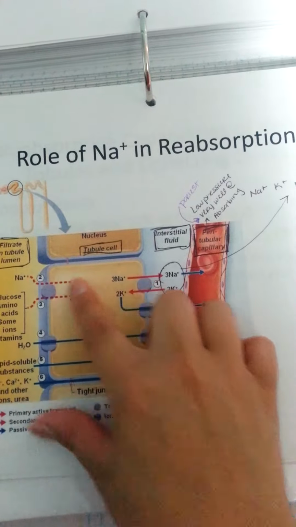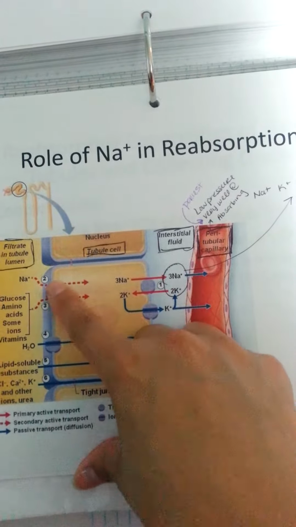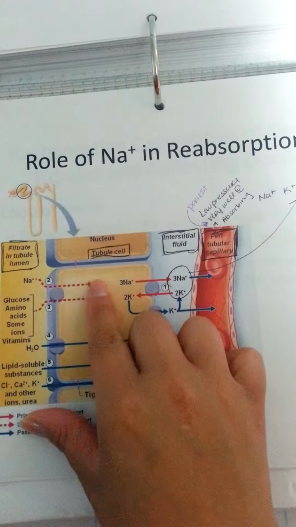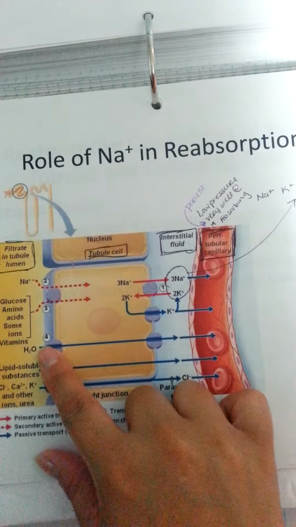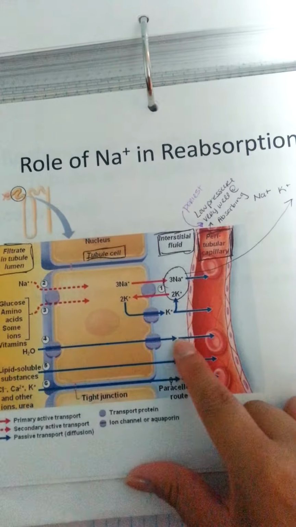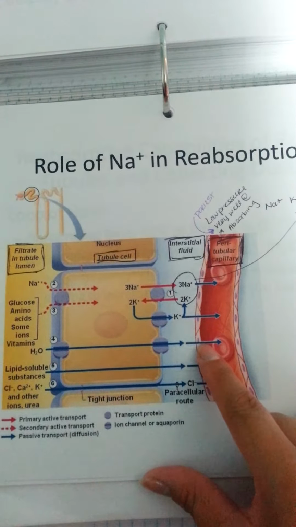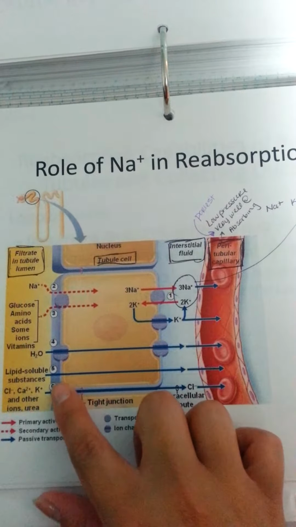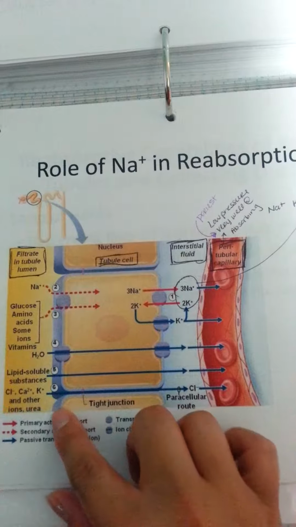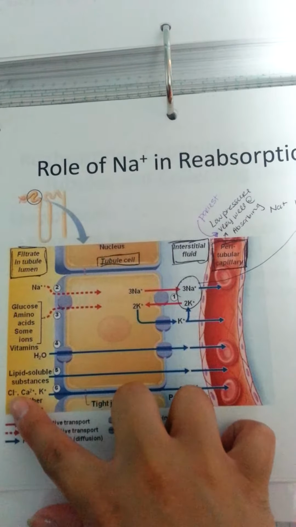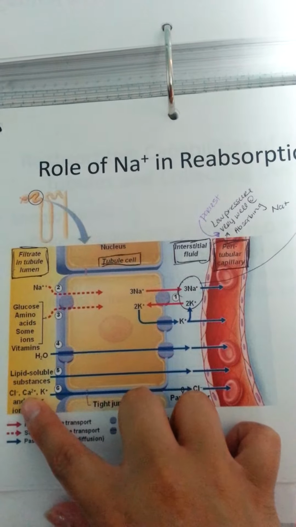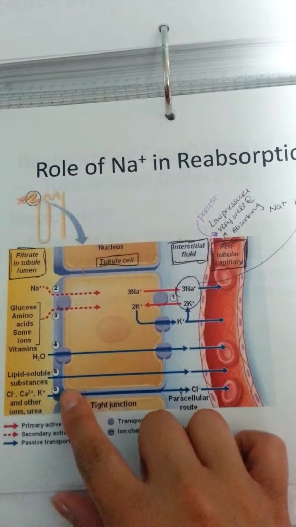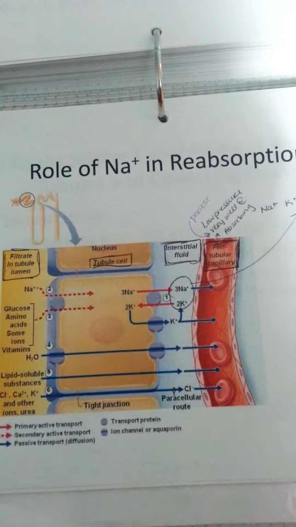And then over here, this is the secondary active transport, because we use ATP over here, we do not need ATP over here. Okay, down here, H2O just goes right through the ion channel, or the aquaporin. And of course, we have lipid-soluble substances and other ions like calcium, chloride, and potassium, and other ions go through.